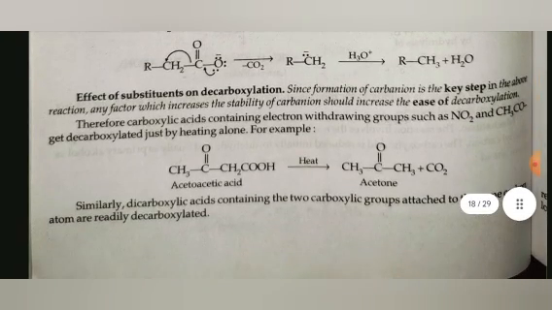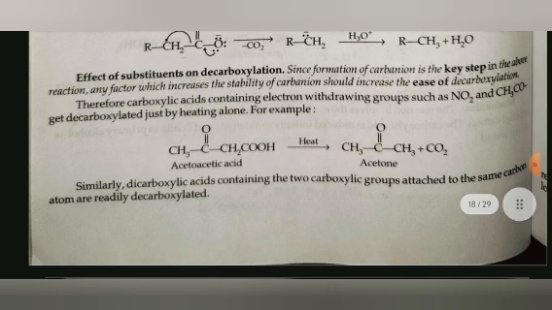Effect of substituent on decarboxylation: since formation of carbanion is the key step in the reaction, any factor which increases the stability of the carbanion should increase the ease of decarboxylation. Therefore, carboxylic acids containing electron withdrawing groups such as NO2, CH3CO get decarboxylated just by heating alone. For example, acetoacetic acid in the presence of heat gives rise to acetone plus CO2.